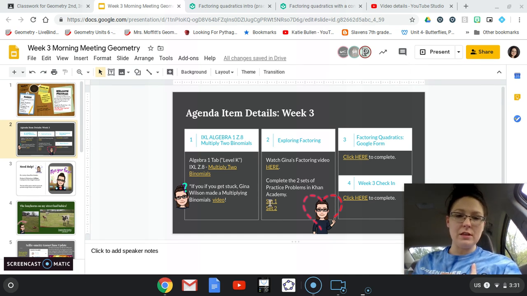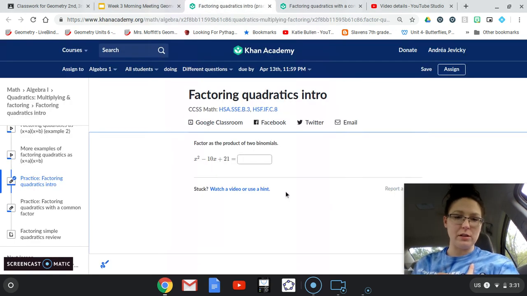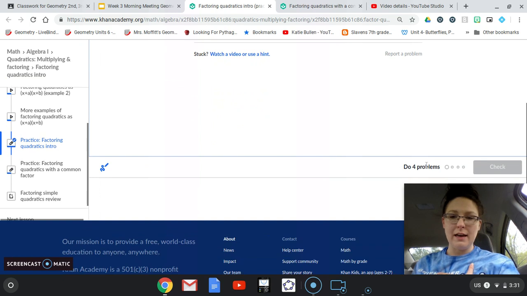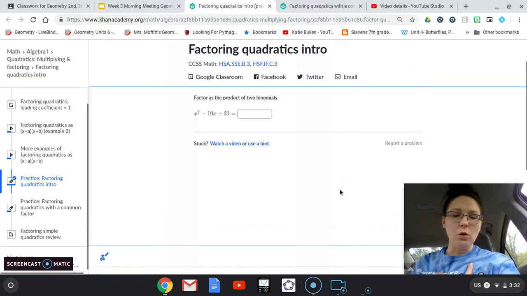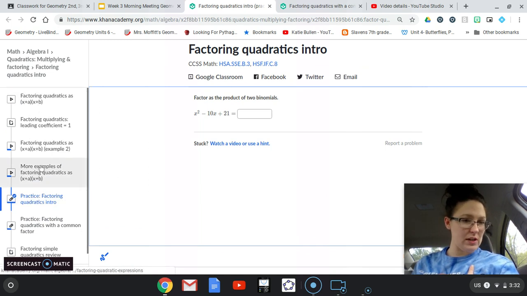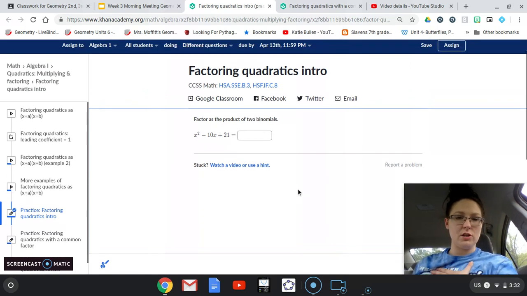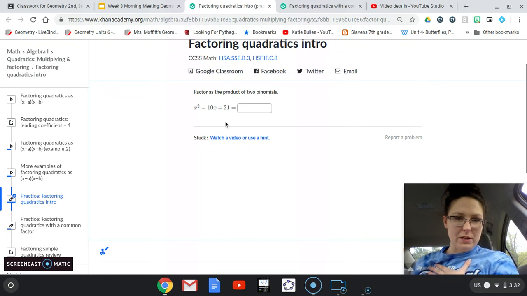So when you click on the set 1 in Khan Academy, it's going to take you to a problem that looks like this. So like most of the Khan Academy, it asks you to do 4 of these. Over here on the side, if you scroll up, there's some videos that you can watch. So if you find yourself missing these a whole lot, you might just scroll back up and watch some of these videos. You can also click on where it says stuck, watch a video, or use a hint. Okay, so there's some options here that you can do. All right, so let's jump into it.